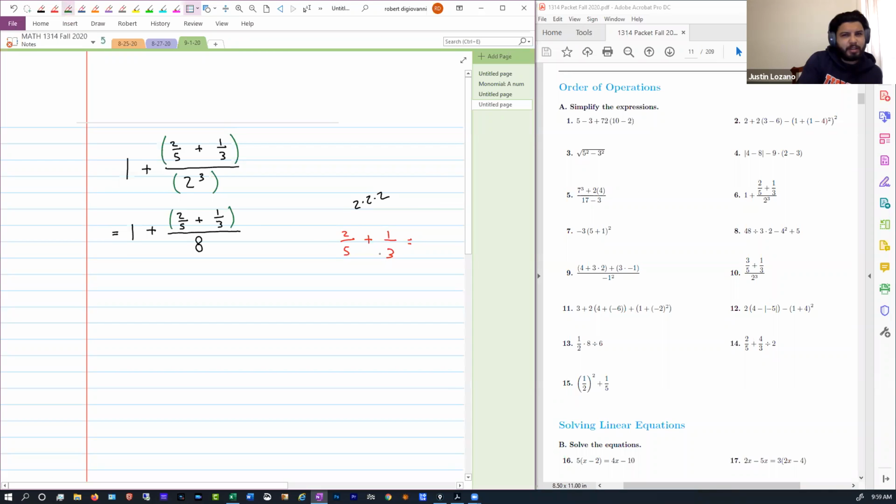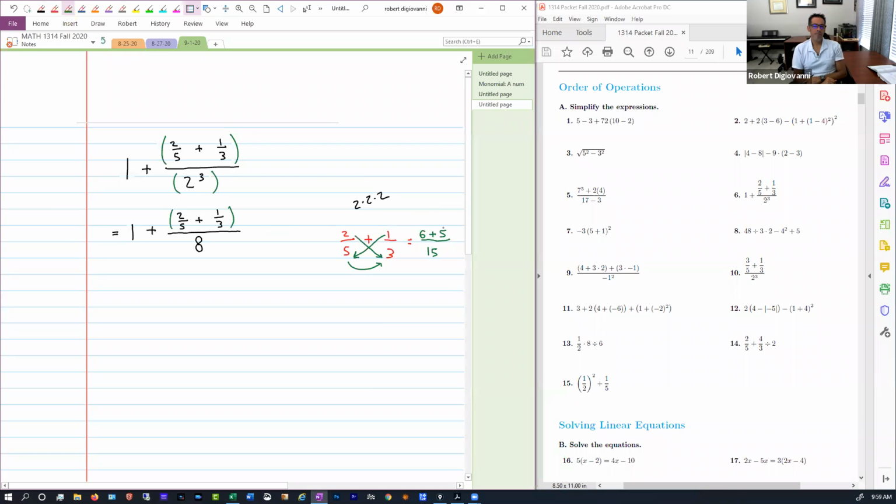Find the LCD. Okay, so we could do that, but the shortcut way, do you remember when we just multiplied these two? 2 times 3, that gave us 6. And then we put plus. Does this look familiar? Then those two together, 5. And then over these two multiplied, 15.